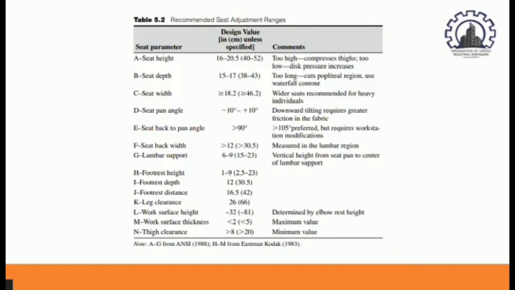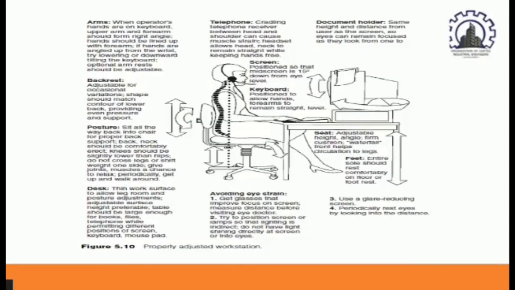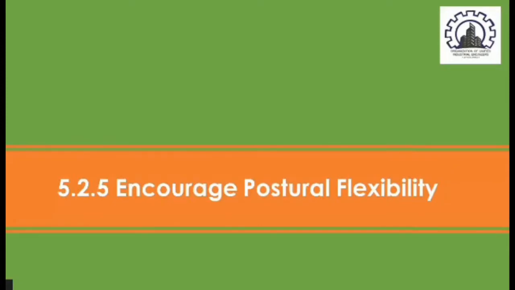Specific recommendations for seat height and other seat parameters are given in Table 5.2. Table 5.2 shows recommended seat adjustment ranges, in which you can see the seat parameter, the design value in inches or centimeters unless specified, and the comments. In addition, armrests for shoulder and arm support and footrests for shorter individuals are recommended. Casters assist in movement, and ingress, which is entering, or egress, which is leaving the workstation. However, there may be situations where a stationary chair is desired. An overall optimum working posture and workstation is shown in Figure 5.10. Figure 5.10 shows a properly adjusted workstation for the arms, backrest, posture, desk, telephone, screen, keyboard, document holder, seat, feet, and avoiding eye strain.